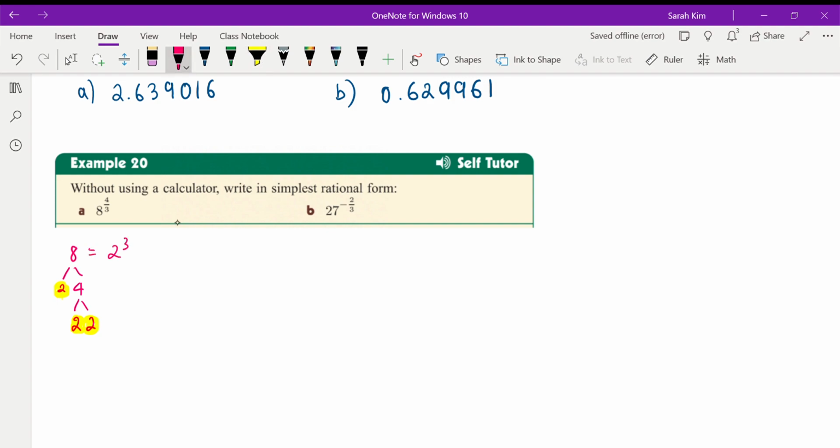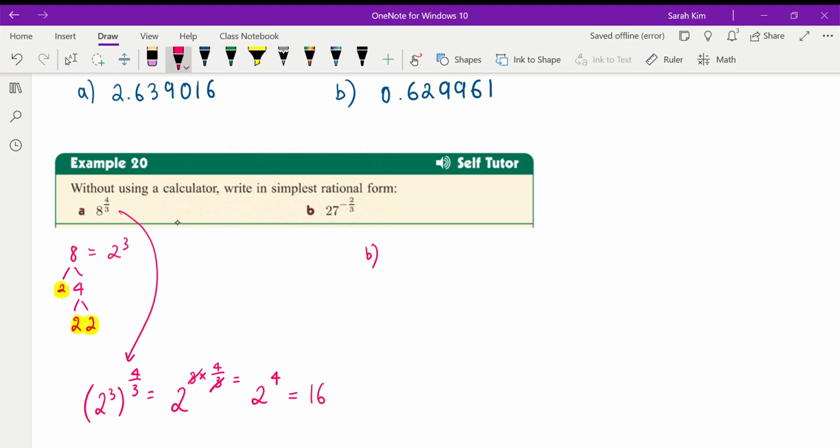So I'm going to rewrite this as 2 to the power of 3, to the power of 4 over 3. Using index laws, it goes 3 times 4 over 3. These two cancel out, so you get 2 to the power of 4, and this looks like simplest rational form. Maybe I could just do 2 times 2 times 2 times 2, which is 16. So that's my answer, I reckon.